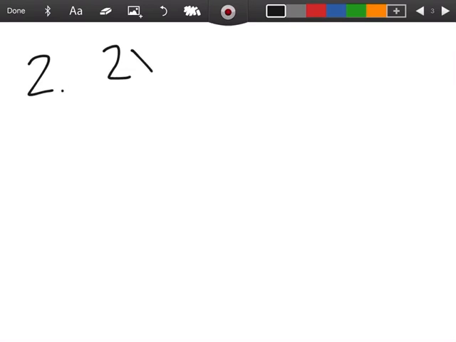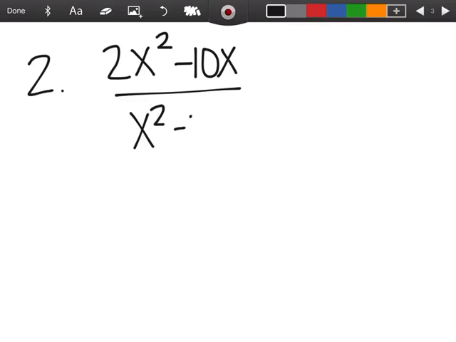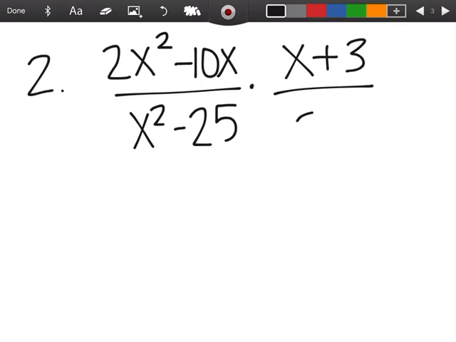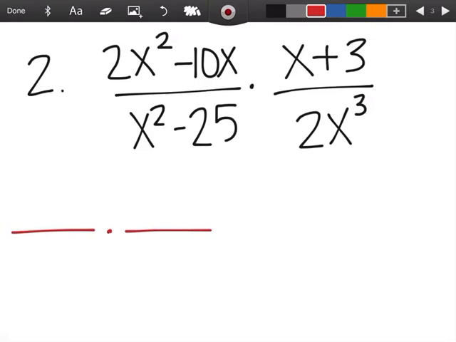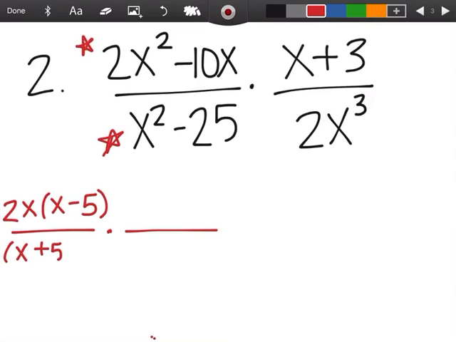Number 2 says 2x squared minus 10x over x squared minus 25 times just x plus 3 over 2x to the third. So I'm going to split this into 4 separate potential factoring problems. So in the first numerator, all I can do is factor out a common GCF, which is 2x, and I'm left with x minus 5. In the denominator here, that's the difference of 2 perfect squares. So x squared minus 25 factors into x plus 5 and x minus 5.